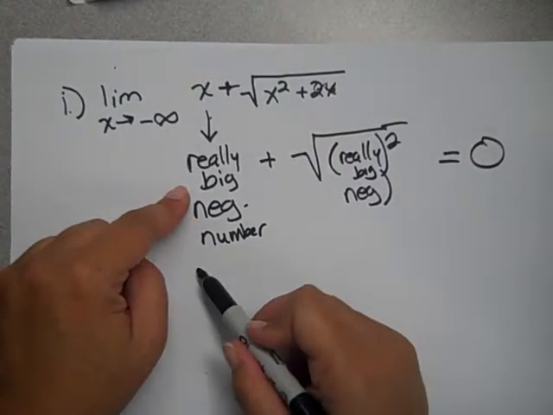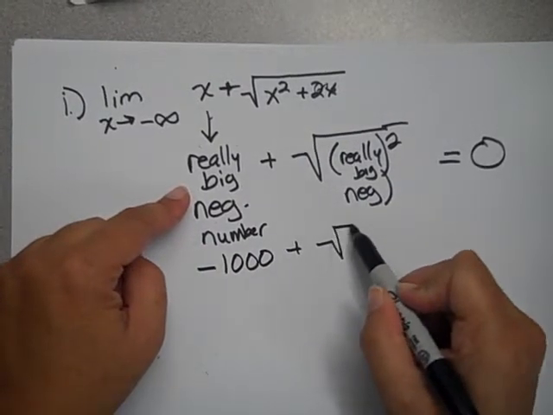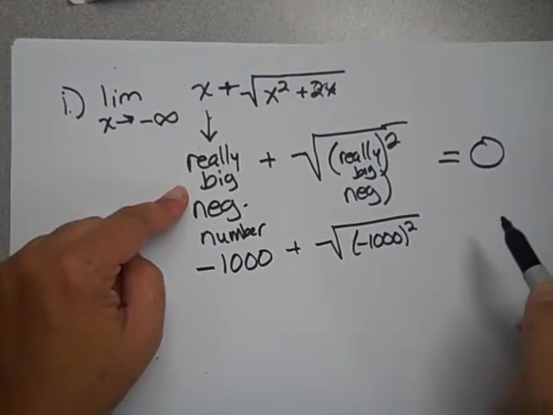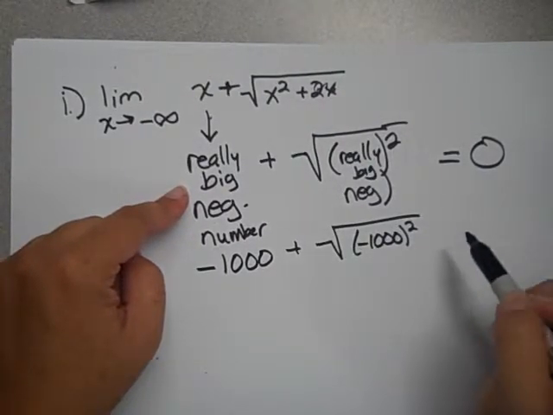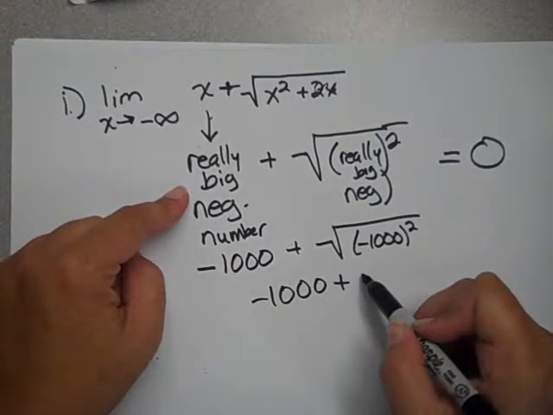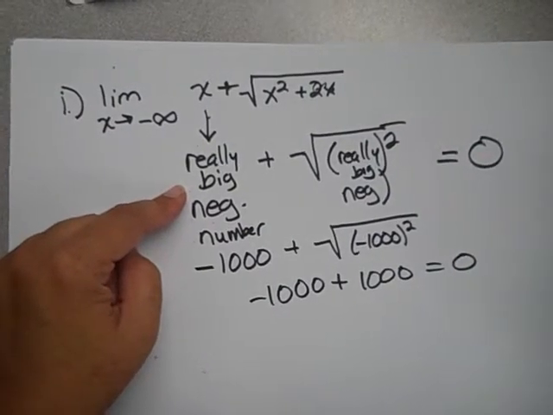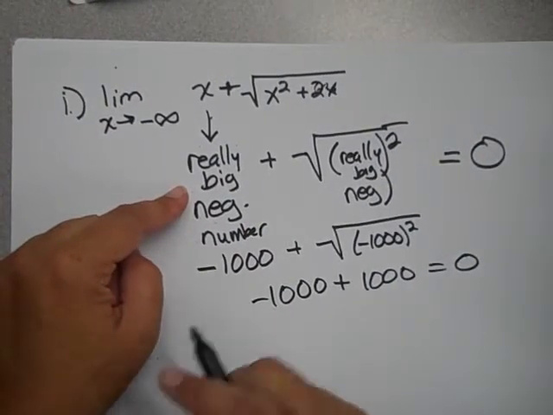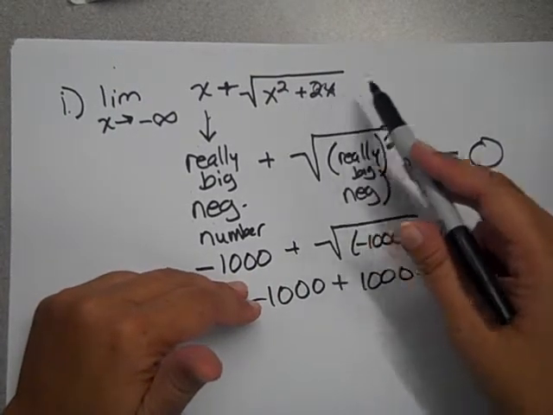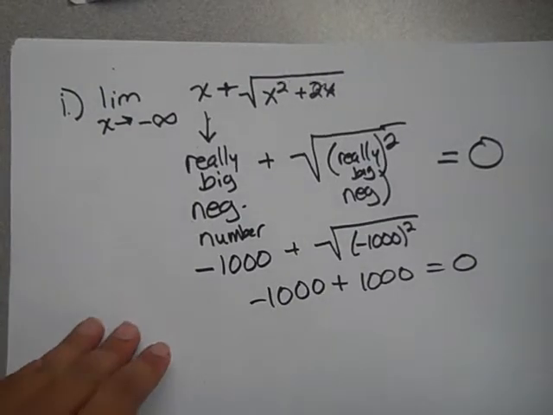Right? So this could be, for example, negative 1,000 plus the square root of negative 1,000 squared would be negative 1,000 plus positive 1,000 equals 0. Okay, so again, we're going towards 0. The real value of this is slightly bigger than 0 because of that 2x. But limits are just looking at what we're going toward.